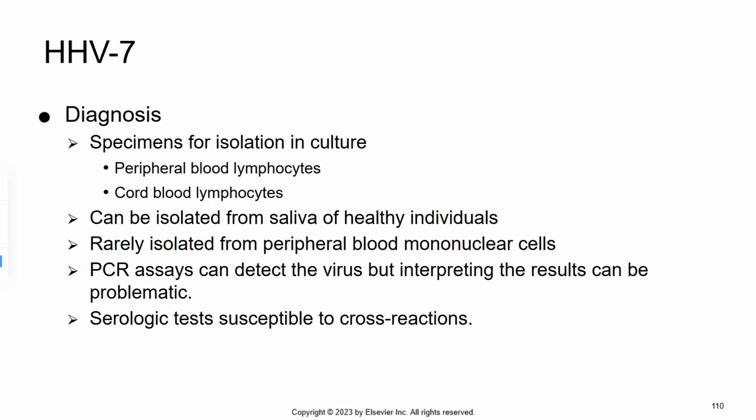Specimens for isolation in culture would be peripheral blood lymphocytes or cord blood lymphocytes. It can be isolated from the saliva of healthy individuals, rarely isolated from peripheral blood mononuclear cells. PCR assays can detect the virus, but interpreting results can be problematic. Serological tests are susceptible to cross reactions.